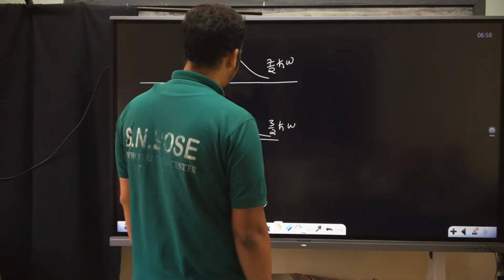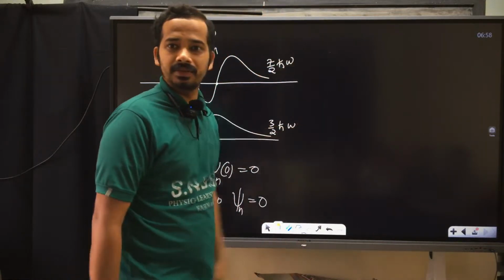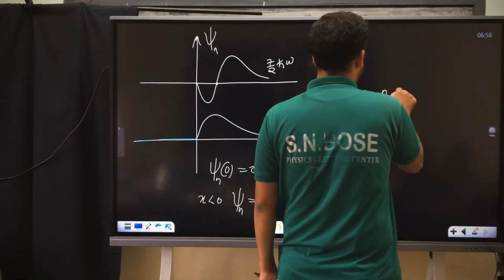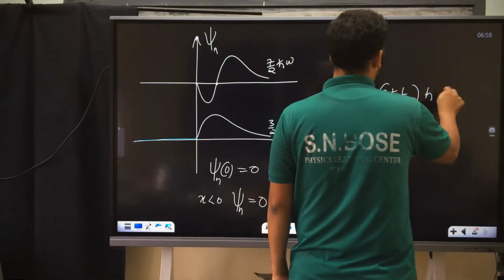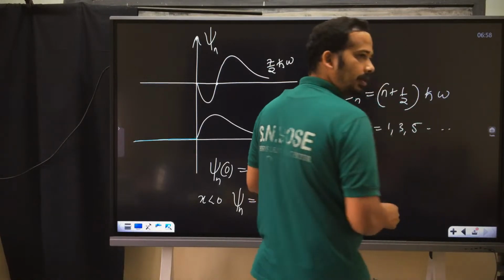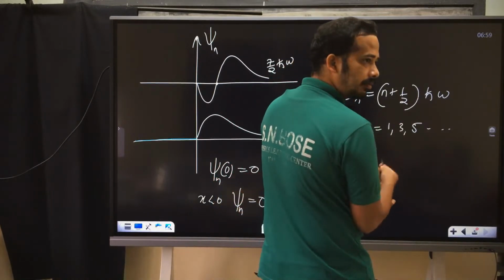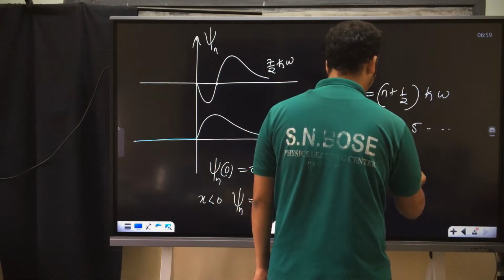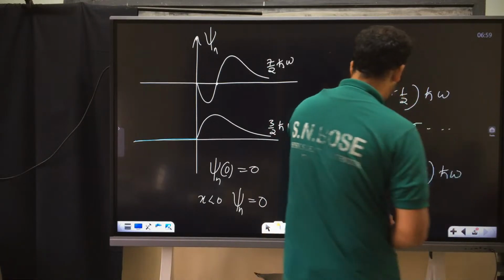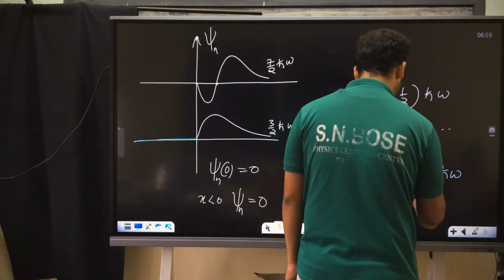Now 3/2 ħω, 7/2 ħω. How to write the nth state here? Wait a second. En is equal to (n plus half) ħω. You have to pick n equal to 1, 3, 5, and so on. Am I right? If you want to rewrite that, En, that's odd n. Can I write (2n plus 1) plus half, ħω? This one should start with 1. That's why n will start with 0, 1, 2, 3. What do you say?